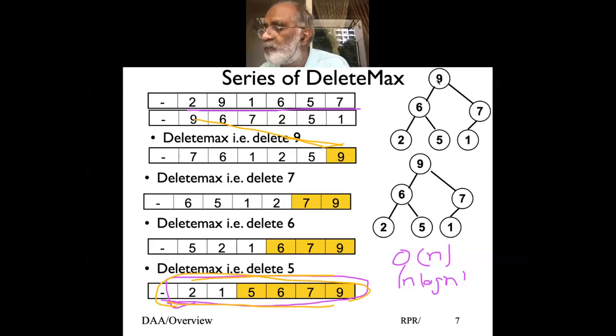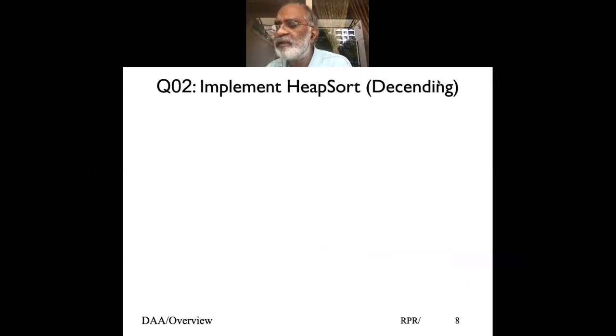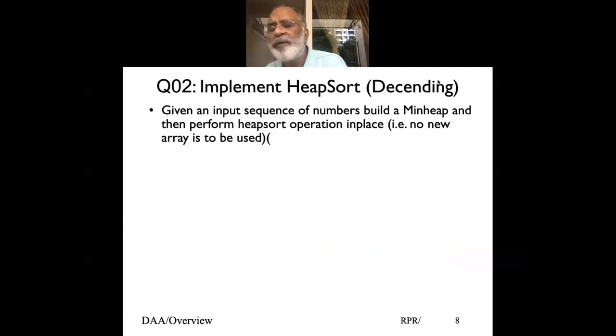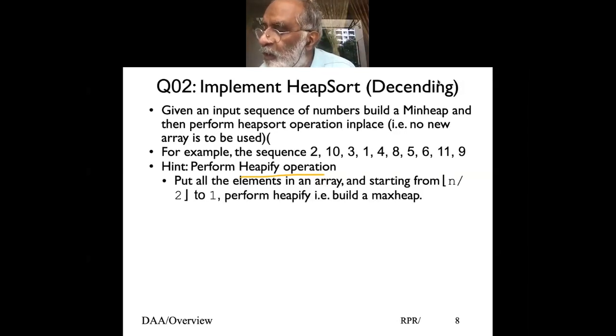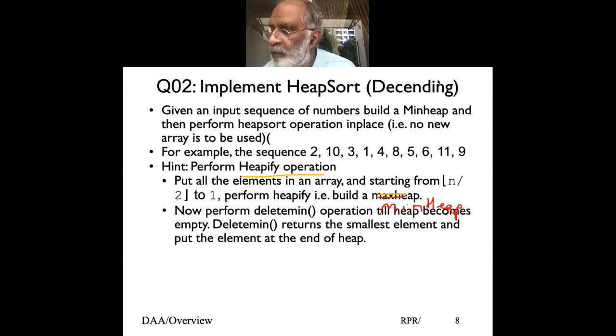If no, let me move to the second one. The second one is just the reverse. Implement it in descending order, which means now we implement a min heap and not the max heap, and then keep doing the delete min operation. So given this same example, perform the heapify operation to build a min heap. Sorry, this is not a max heap, this should be a min heap. Perform a min heap operation and then keep doing delete min.